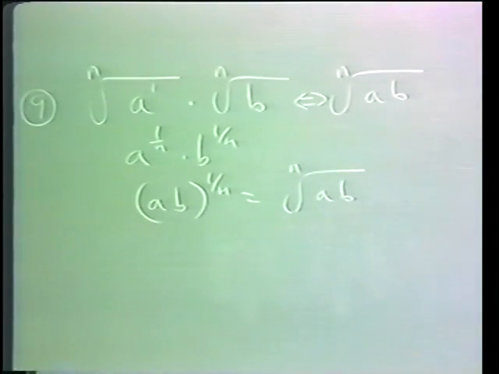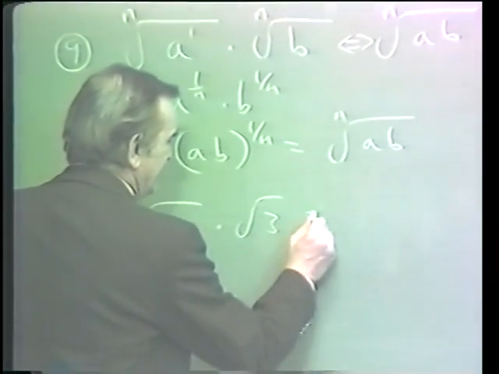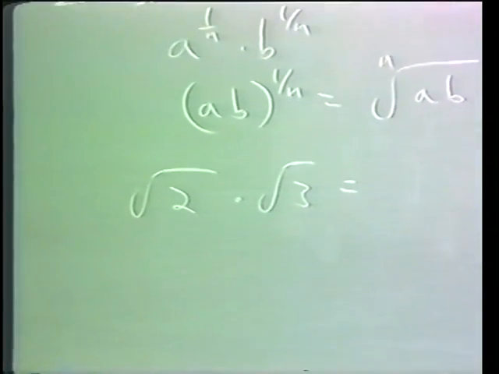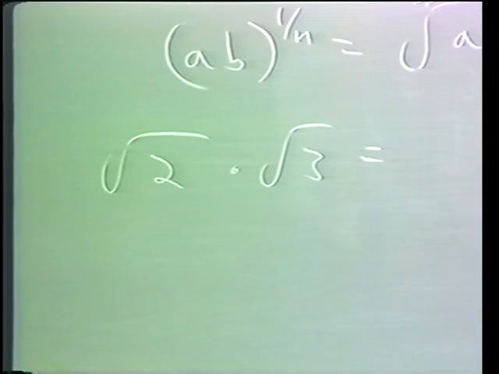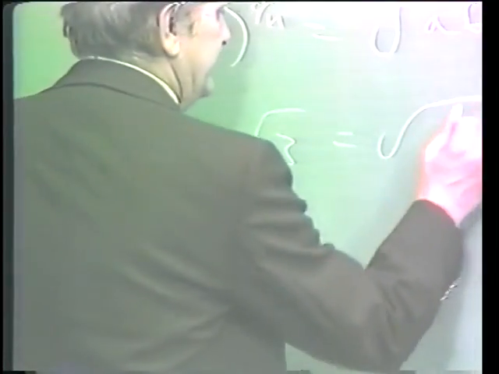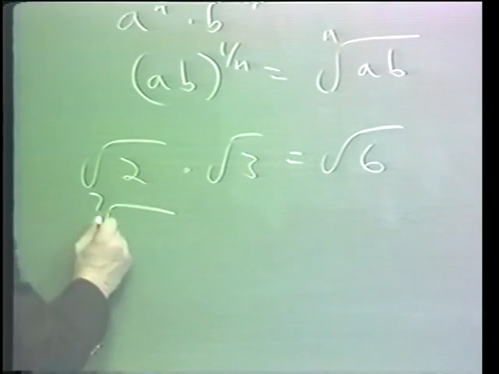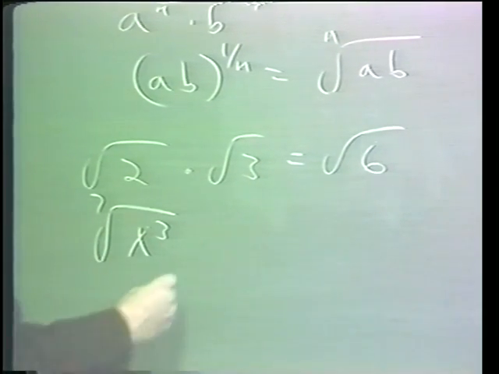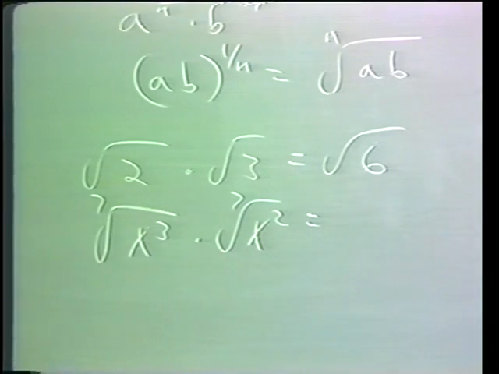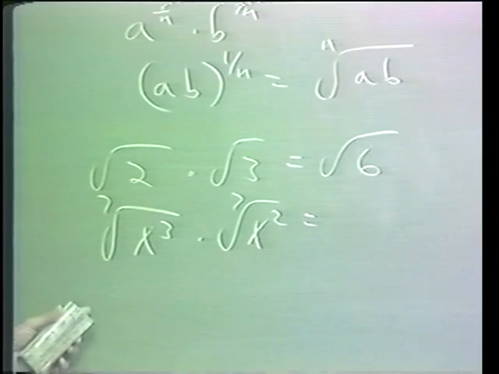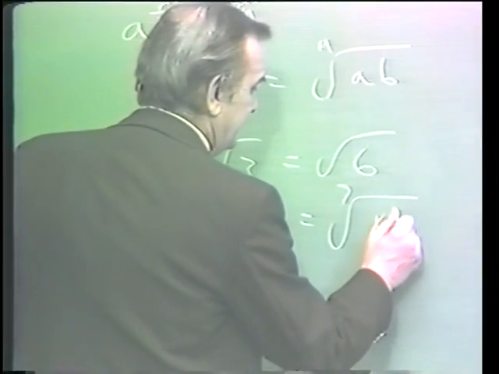Remember that. Important. If I have the square root of 2 times the square root of 3, this is going to equal, by our property, square root of 6. If I have the 7th root of x cubed times the 7th root of x squared, this would equal the 7th root of x to the 5th.